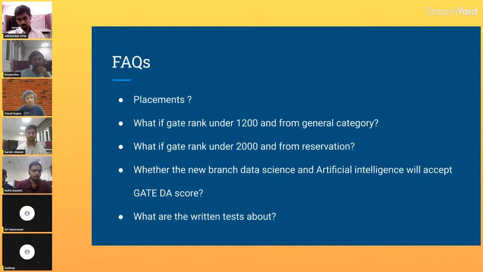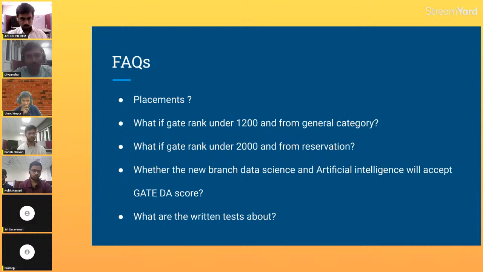Thanks, Abhishek. Now I would like to come to the next most asked question: Bhaiya, if my rank is under 1200, under 600, and I am from the general category, or my rank is around 1500 or 2000 and I am from this category, what is the probability of getting into MS here? I would like Divyanshu to put light on this.